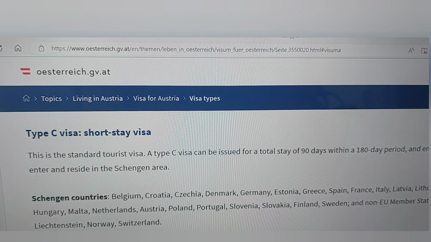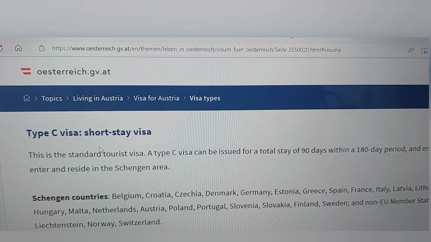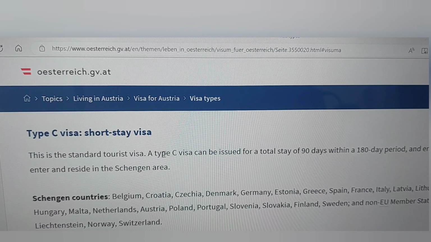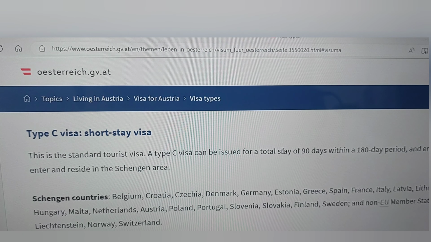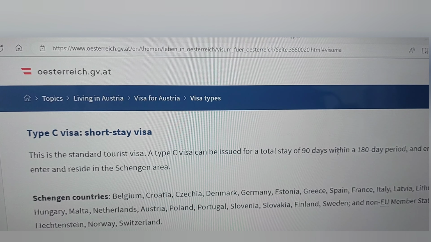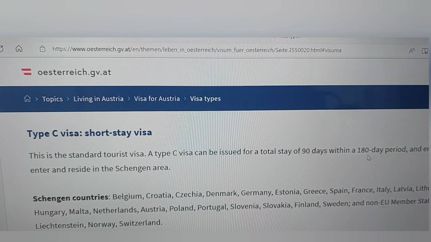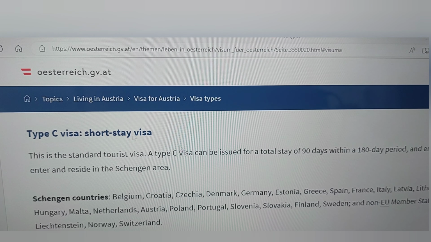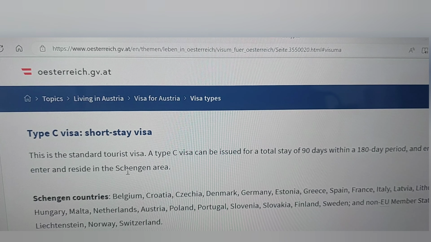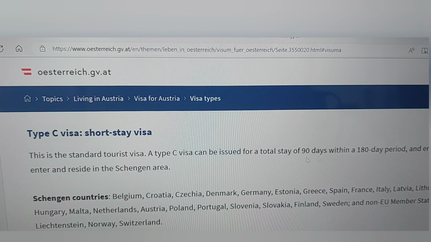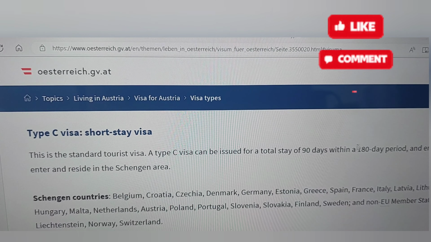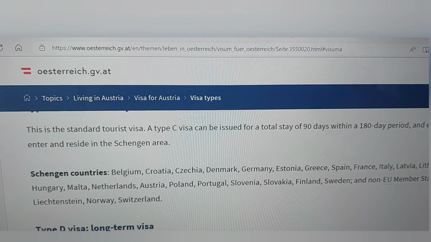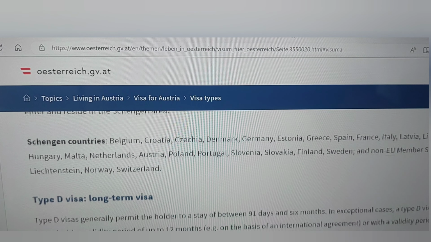Let's go back. What is type C visa? They say it's a short stay visa. This is the standard tourist visa. A type C visa can be issued for a total stay of 90 days within a 180-day period and entitles the holder to enter and reside in the Schengen area. As you can see, it's only 90 days within this 180-day period. Okay, we move forward. I'm trying to be very fast so that this video will not be long.